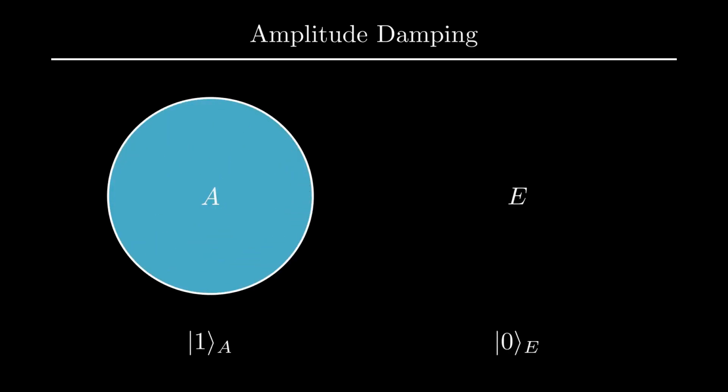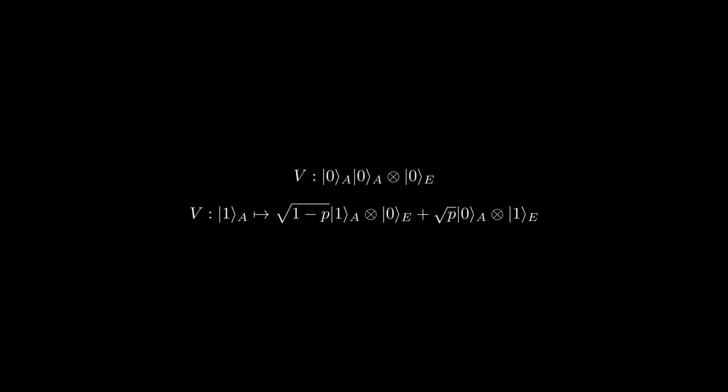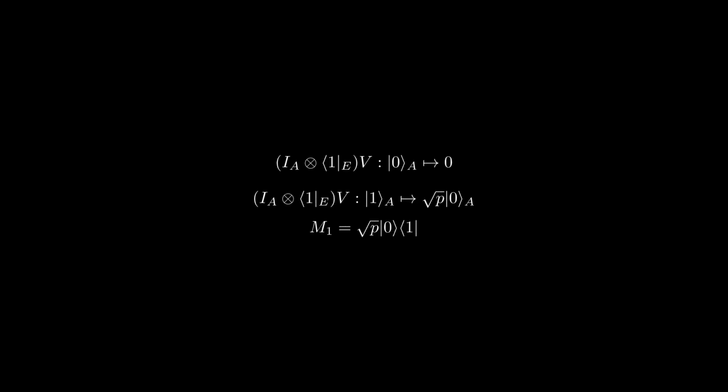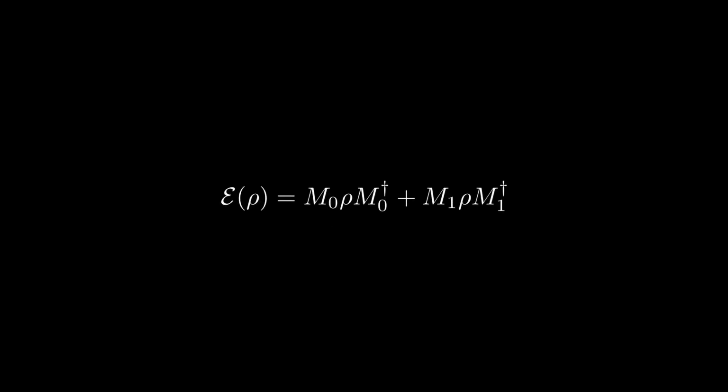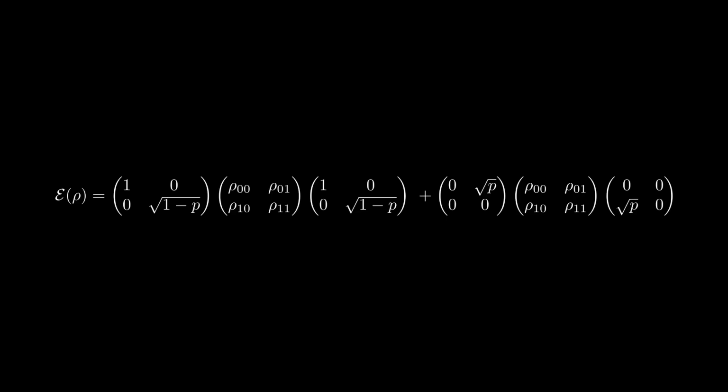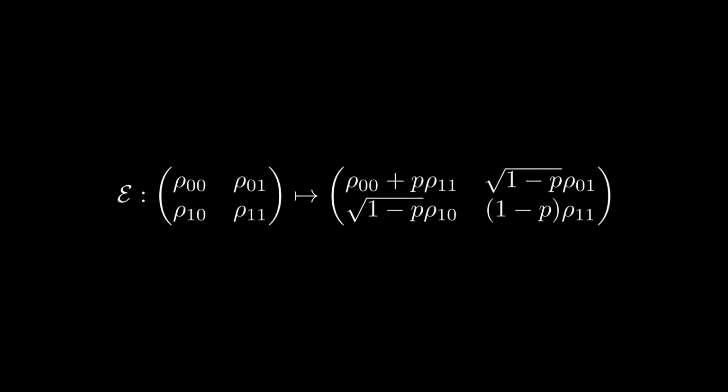The last channel we will look at is the amplitude damping channel. Here, imagine we have an atom in an excited state that has a probability p of decaying into its ground state, releasing a photon in the process. We consider the environment to be the electromagnetic field, which is initially in the vacuum state 0, but transitions to 1 if a photon is released. Representing this as an isometry, we have the following mapping. If we now apply the same technique as with all the other cases, we can compute the Kraus operators as follows. Writing the general form of the density matrix, we can see that this channel performs the following mapping.